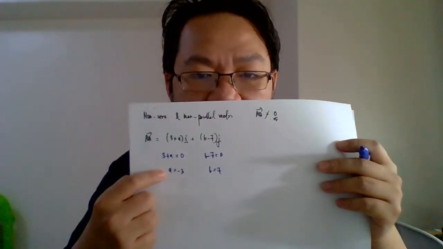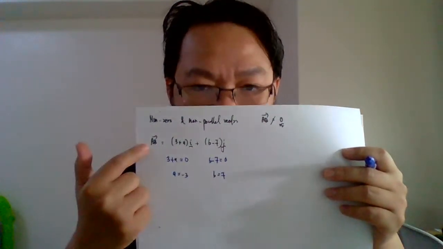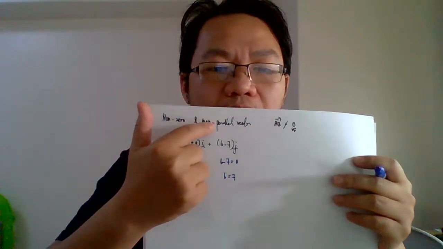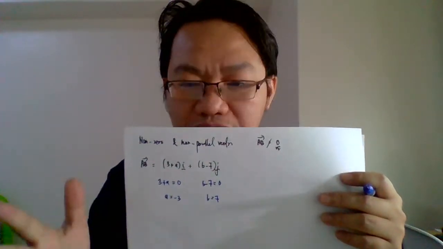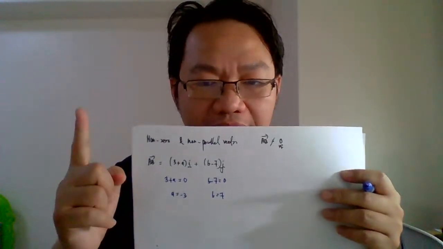This is how we solve the problem to find the value of A and the value of B if the vector is non-zero or non-parallel vector. Very simple. That's why I told you 2 seconds to solve the problem. Okay, that is number 1.